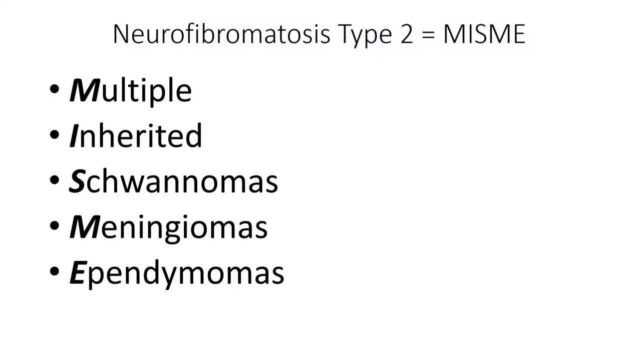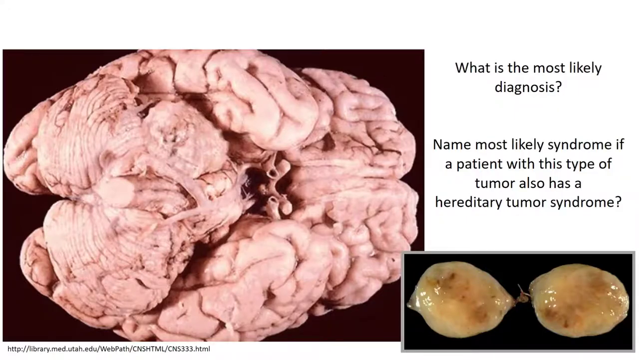Okay, so let's move on to our next mystery case, number 5. The question is, what is the most likely diagnosis? And then what is the hereditary tumor syndrome? If this patient were to have a hereditary tumor syndrome, with this diagnosis, what would be the most likely?